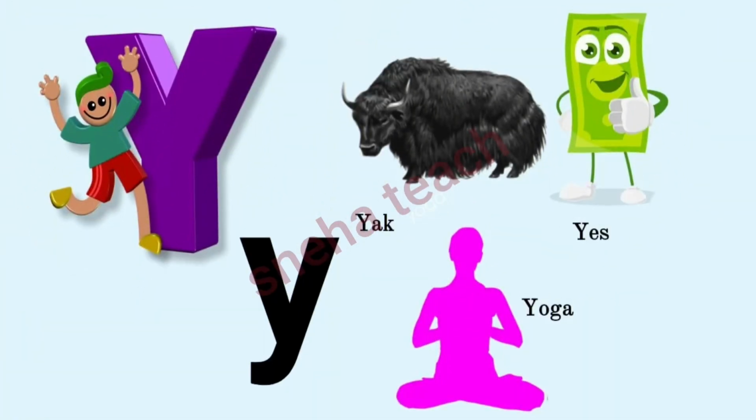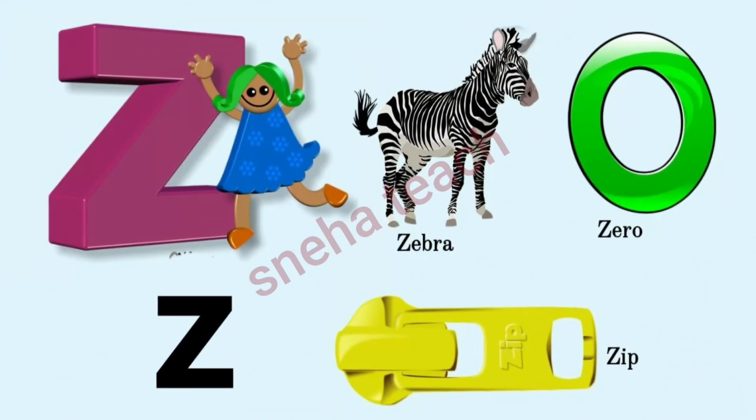Y for yak. Yes, yoga. Z for zebra. Zero, zip.